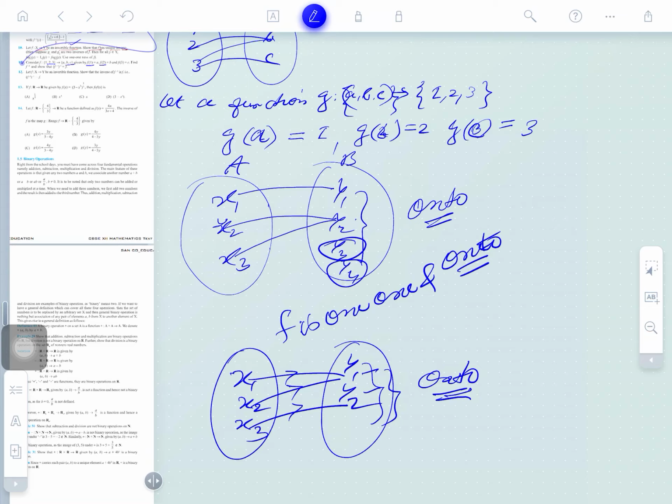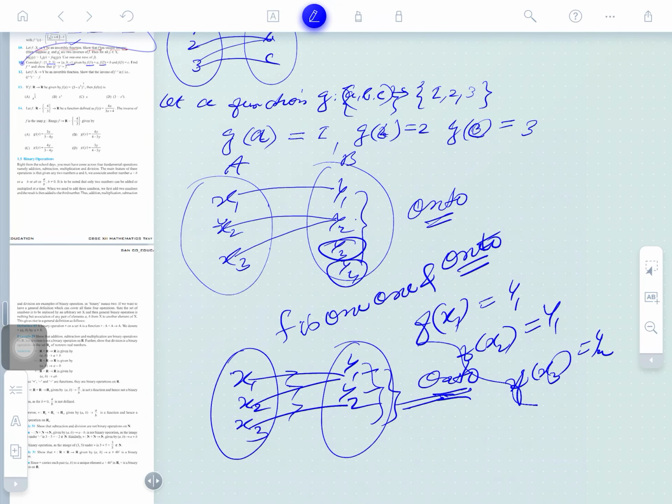Is it one-one? Yes, it is one-one. And is it onto? Yes, it is onto. But this function is not invertible. Why? Obviously, f of x1 will give you y1, f of x2 will give you again y1, and f of x3 will give you y2. So under the function f, the three are coming here.